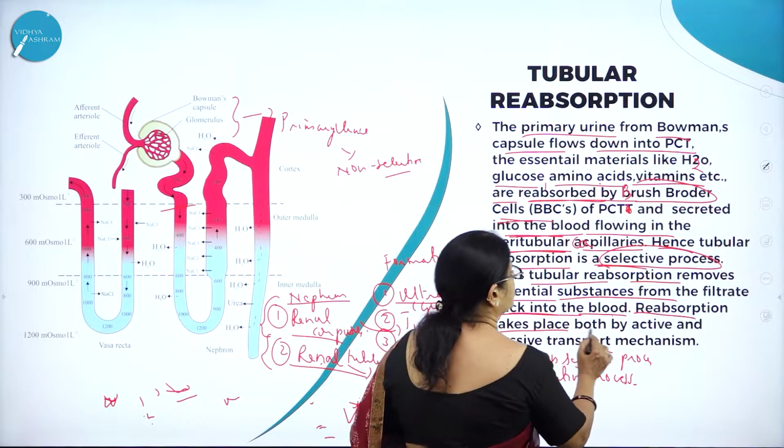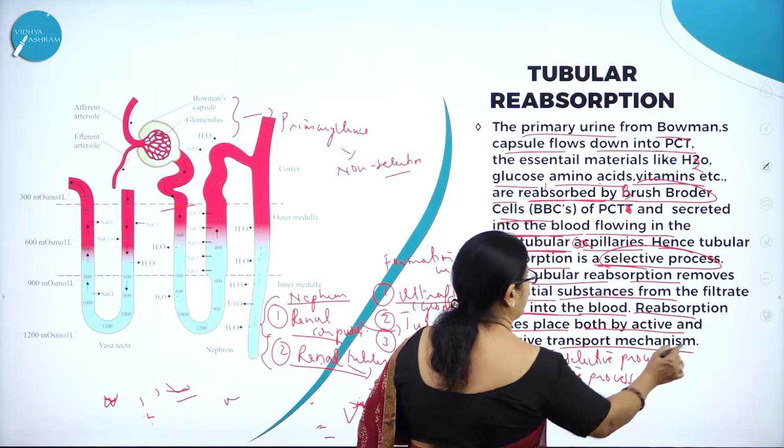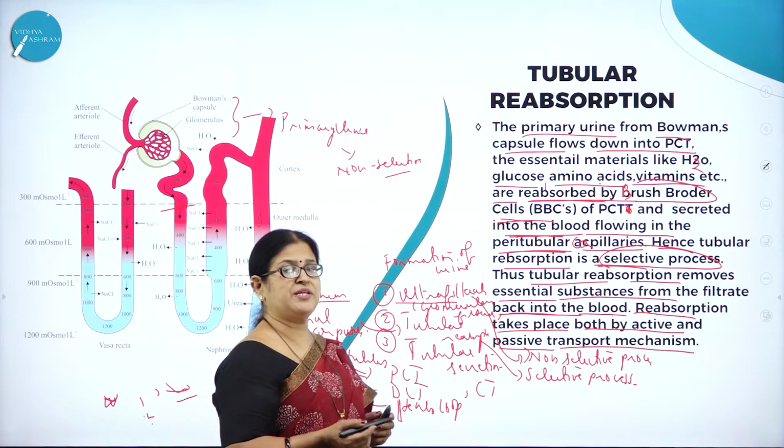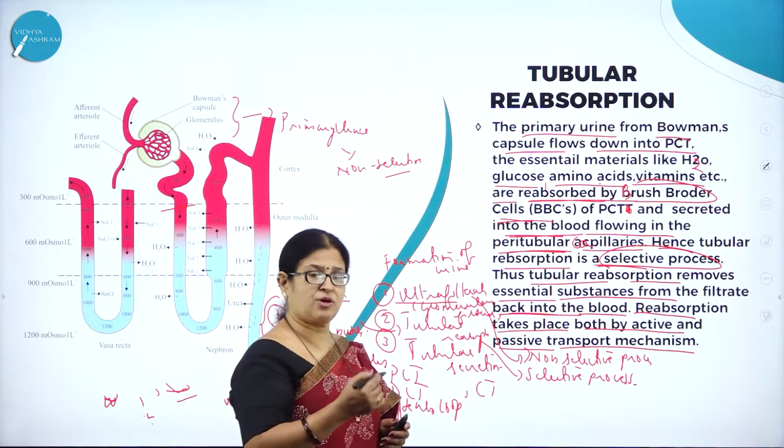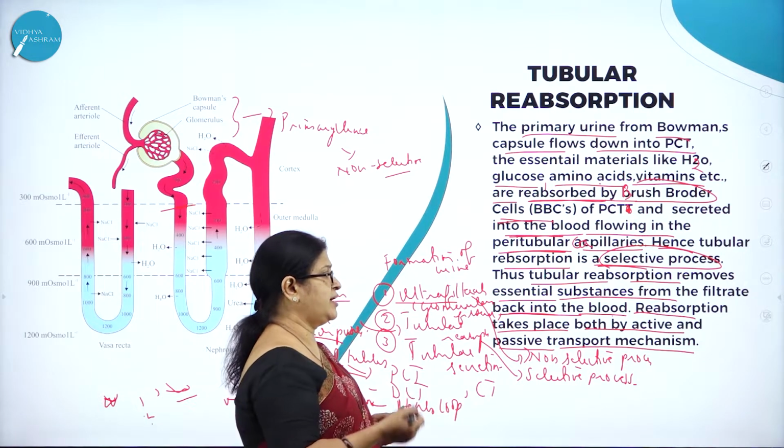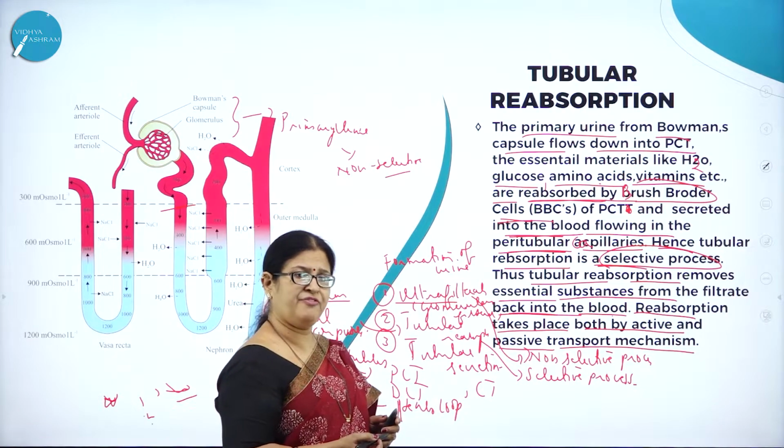Reabsorption takes place by both active and passive transport mechanisms. Passive means movement along the concentration gradient, and active means with the expenditure of energy.